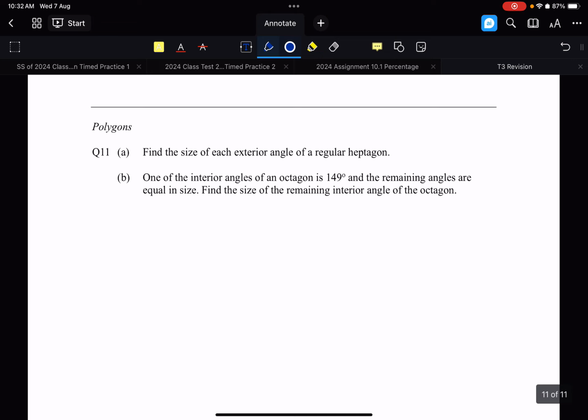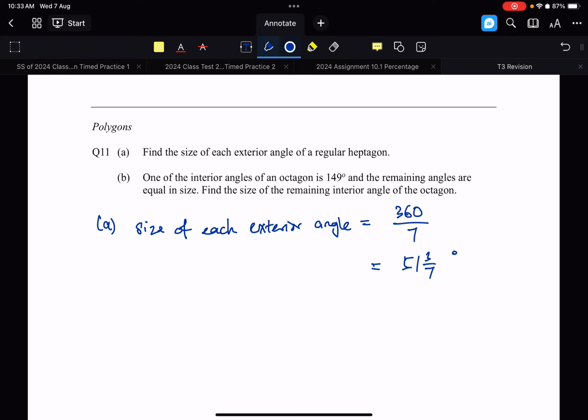Okay, find the size of each exterior angle of a regular heptagon. So a heptagon has 7 sides. Therefore, part A, the size of each exterior angle, in this case, will be 360 divided by 7, and that will give us 51 3/7 degrees. Okay, so that we find.